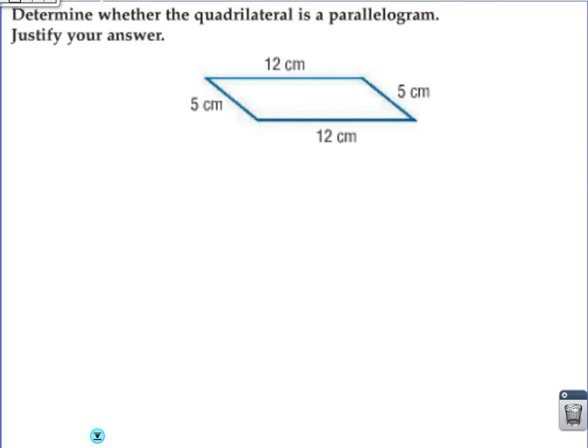Trace, what's the first method for determining if something's a parallelogram? What'd you write down there? Is that written down? Opposite. First one. Both pairs of opposite sides are congruent. Both sets of opposite sides. Are those congruent? Yep. Are those congruent? Yep. Is that a parallelogram?